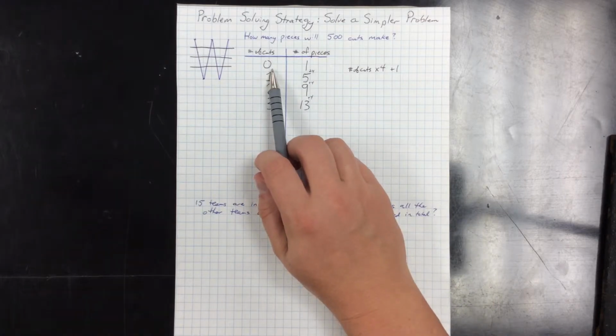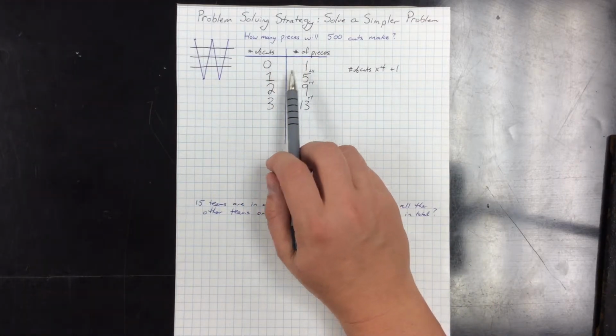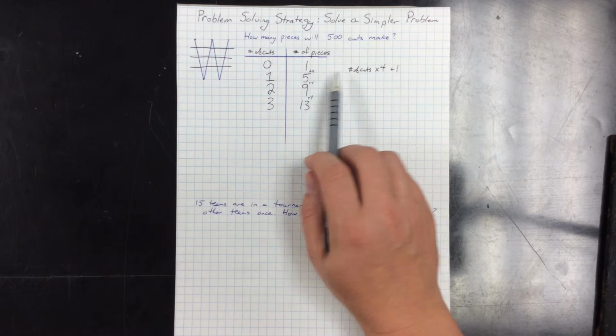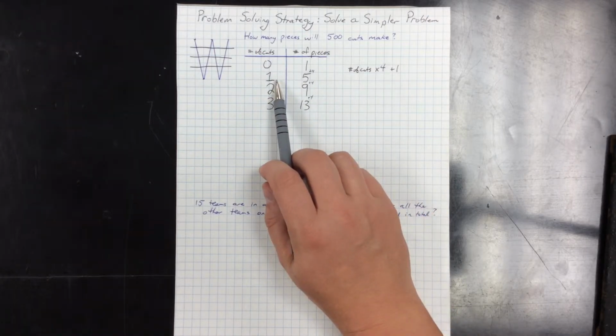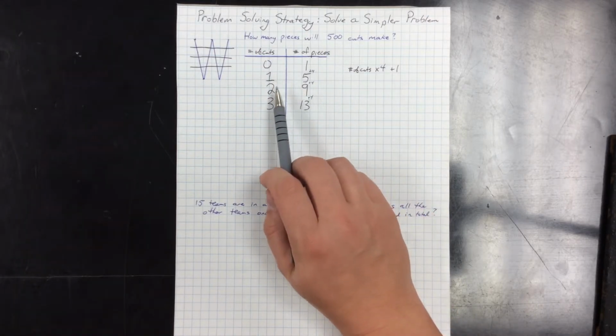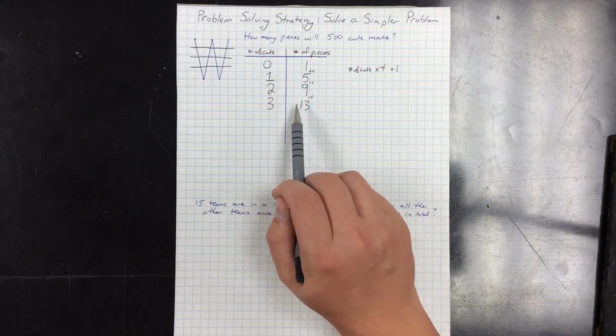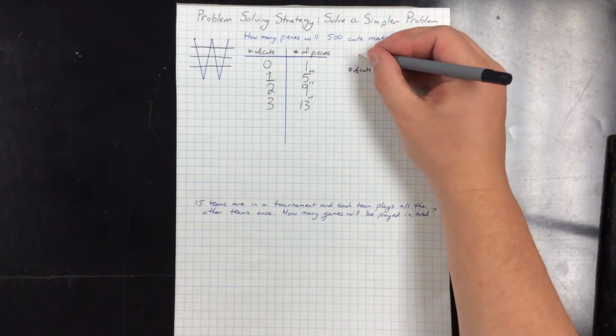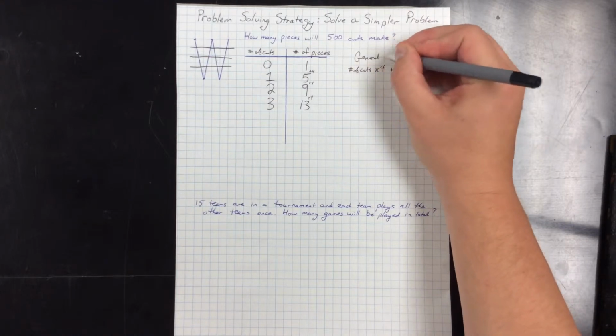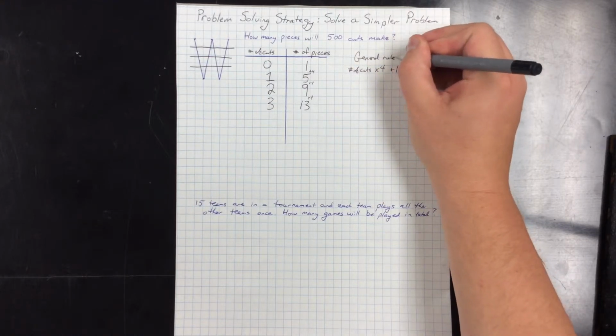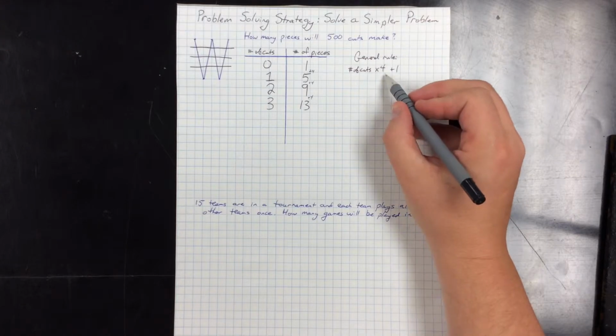So 0 cuts times 4 is 0, plus 1 is 1. Okay, it works there. 1 times 4 is 4, plus 1 is 5. It seems to be working. 2 times 4 is 8, plus 1 is 9. 3 times 4 is 12, plus 1 is 13. I think we have a general rule that'll help us with this: take the number of cuts, multiply by 4, and add 1.